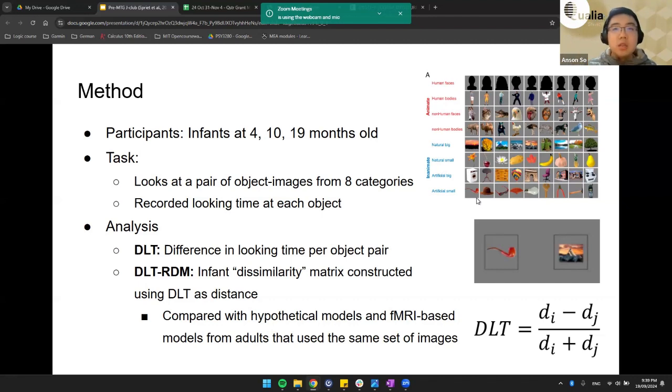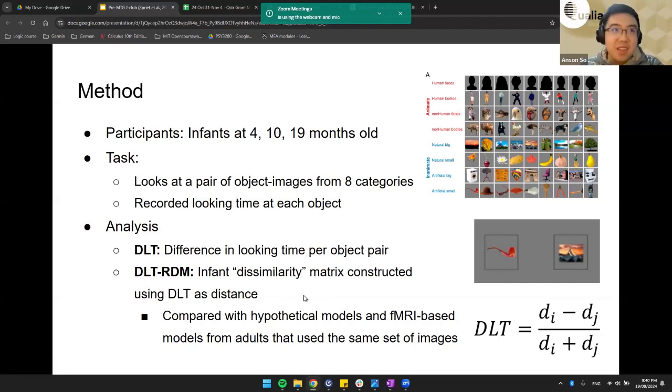There are a lot of analyses, but the main one that's most relevant to qualia structure is this difference in looking time, DLT. This is calculated on the basis of a pair of objects. If you have 2 objects, then DLT is calculated as the difference in looking time divided by the sum of the looking time, right? And then DLT could be calculated per object pair, and compiled into a matrix to turn into a so-called dissimilarity matrix for infants.